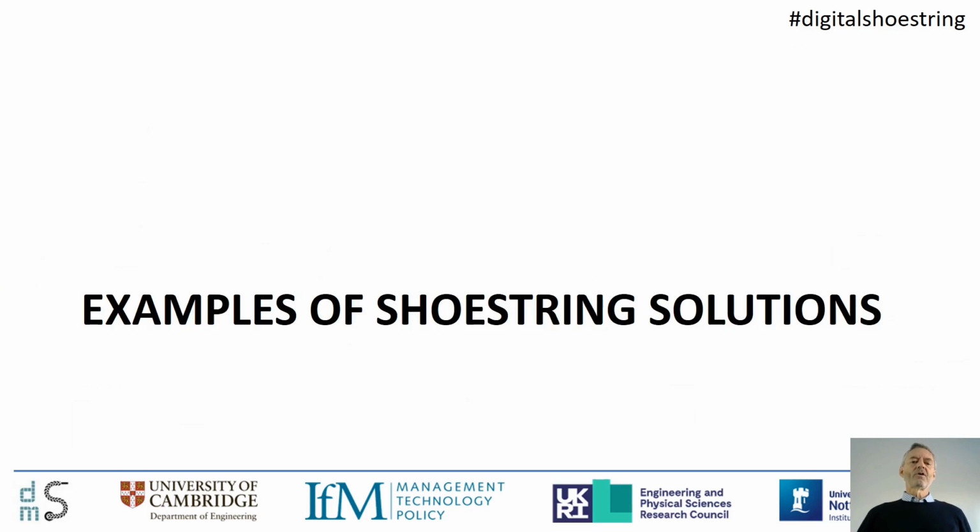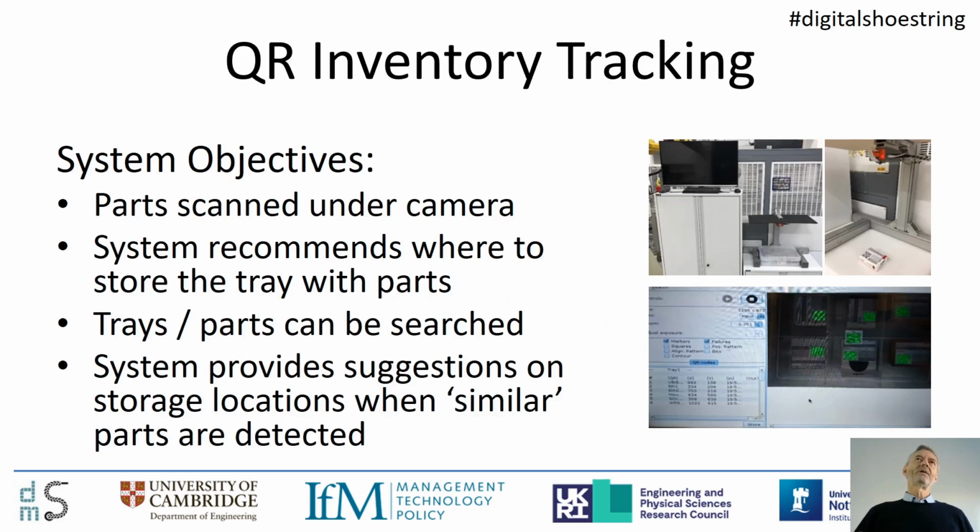So now I'm just going to give you 3 examples of the type of solutions we've been developing using the design method that Greg will take you through. Firstly, we developed a simple inventory tracking system using a low-cost camera, some very low-cost microprocessor, and free software. And the whole idea is that we'd scan parts under a camera, then we'd have a system that would recommend where to put those parts. We also have a searchable mechanism, and actually in later development we've allowed the system to provide suggestions where similar parts can be detected for an item. So that's an inventory tracking solution.